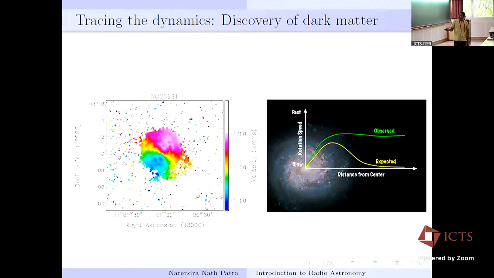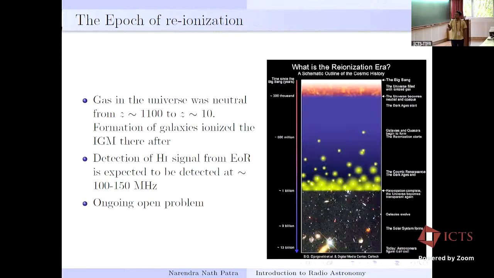Most of the dark matter studies, whatever knowledge we have till now, is coming mostly from this H1 observation. It started with H1 observation. Now people have also used molecular lines and also IFU, integral field units, to infer dark matter in galaxies and study its distribution in galaxies. So this is another very interesting aspect which radio gives you.